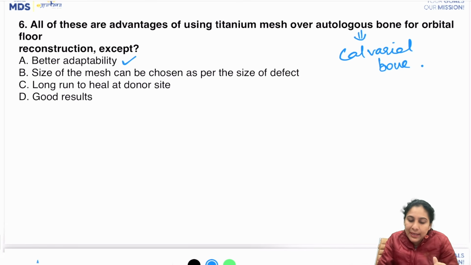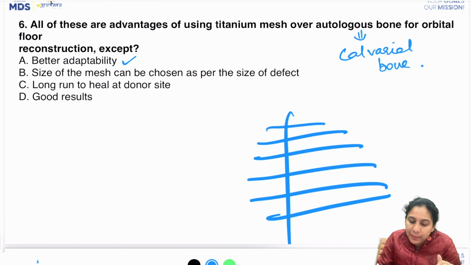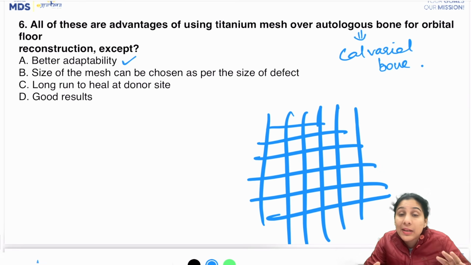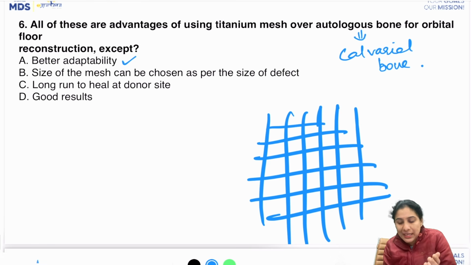Whereas if I take a titanium mesh, it's basically a metal mesh made of titanium. Why titanium? Because it is bio-inert. It will not react. I can't use iron or cobalt chromium there. I have to use an inert material. Gold, silver, titanium. Gold and silver are very expensive. Titanium is relatively not so expensive. So I will take a titanium mesh and I can change the shape.